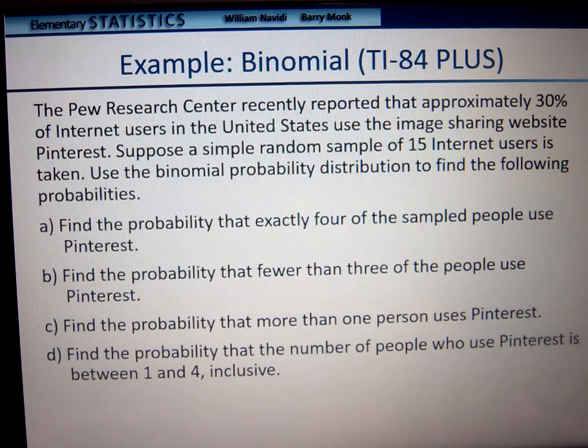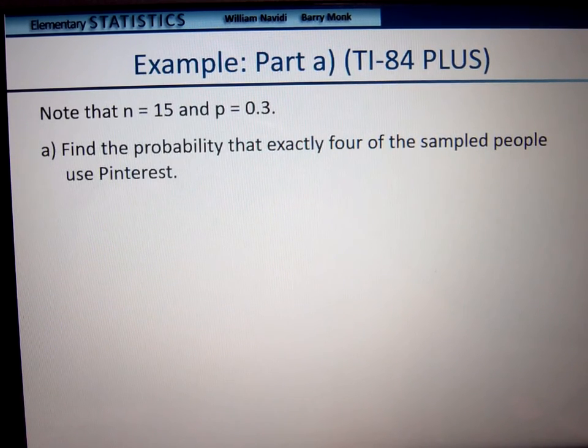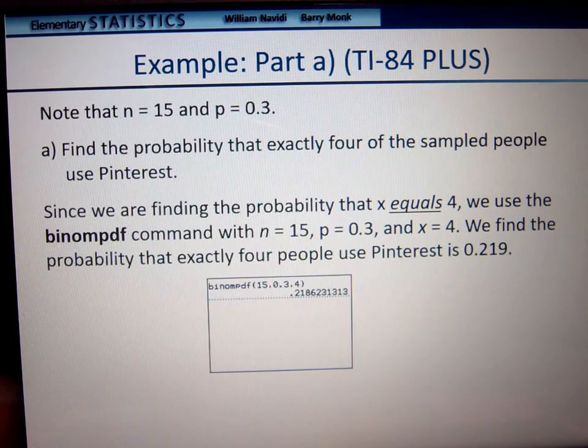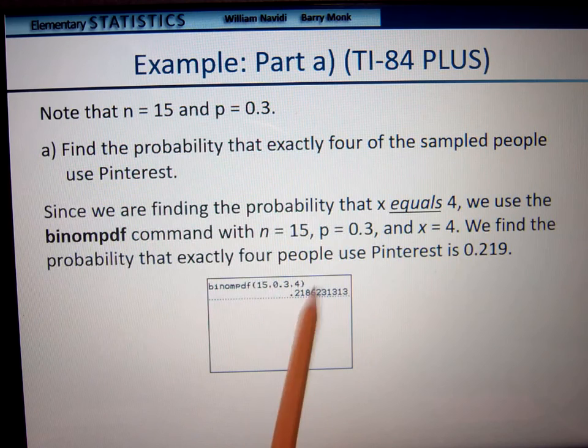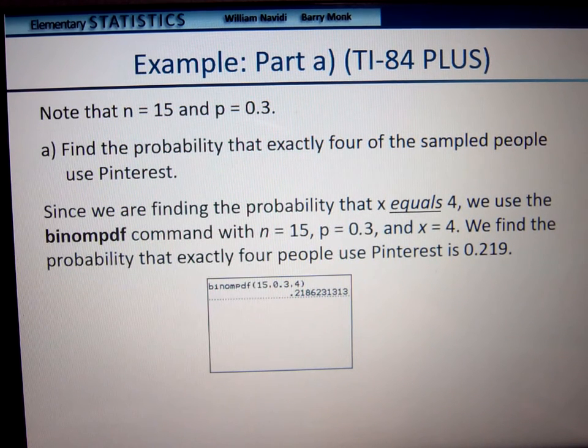Here are the same examples we looked at before. So now we have n being 15, our probability being 0.3. Find the probability that exactly 4 of the sample people use Pinterest. So we're going to use PDF. Here we put in our 15, 0.3, and our 4. And we get our value.